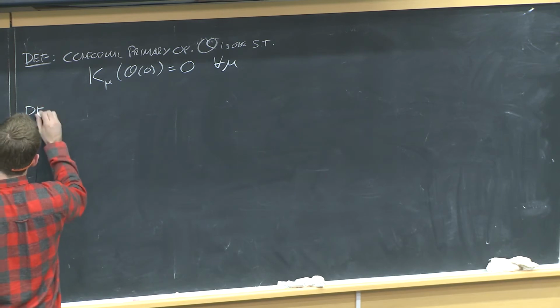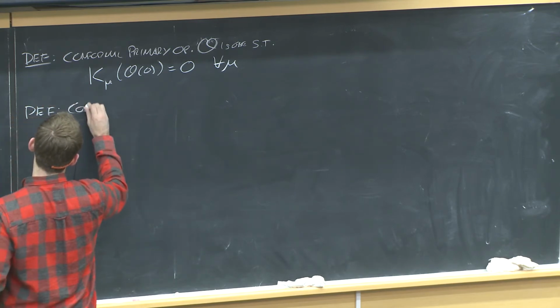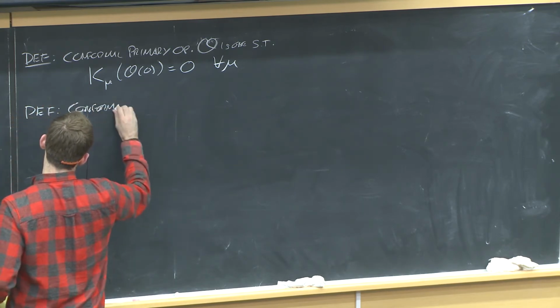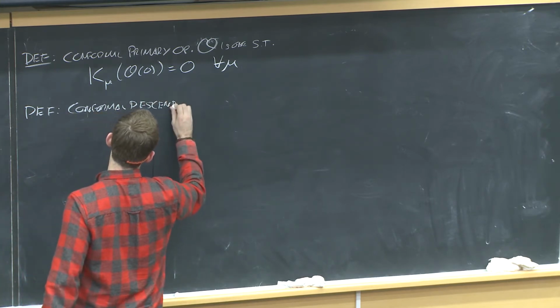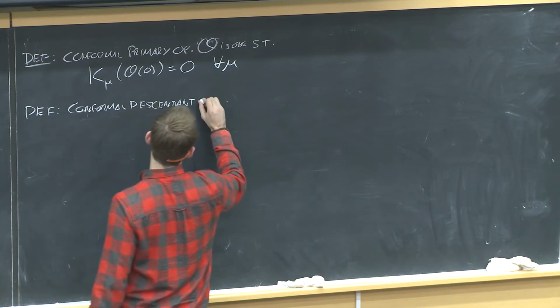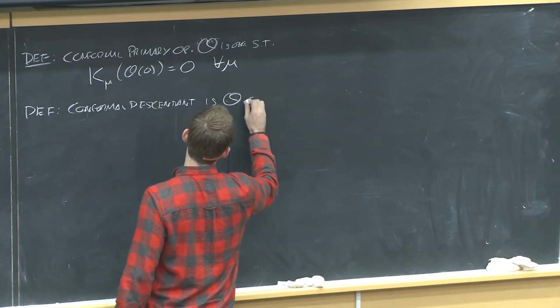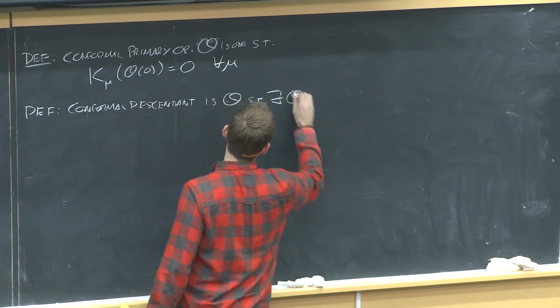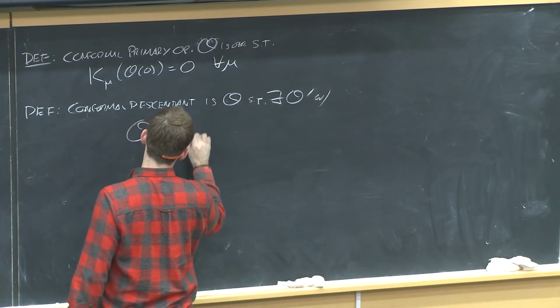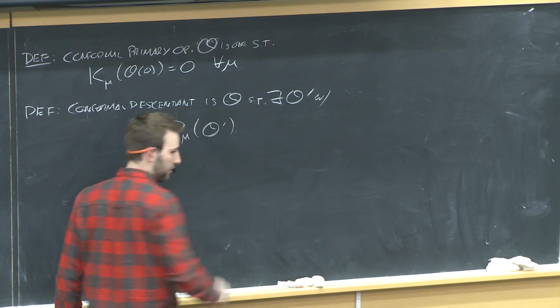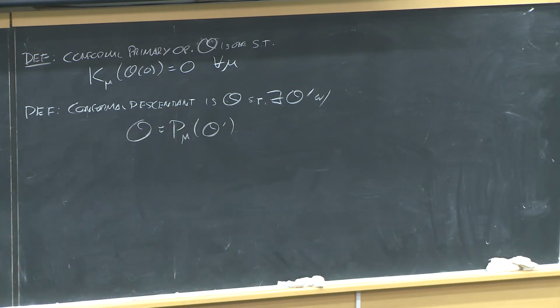And similarly, we define a conformal descendant as O such that there exists O prime with O equals P mu of O prime. So this is just saying that a descendant is a derivative of something.